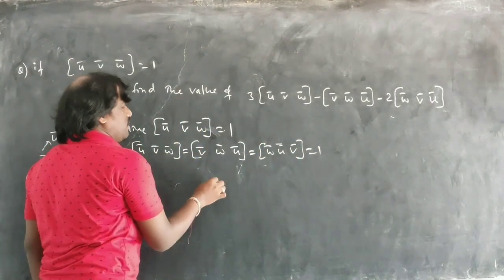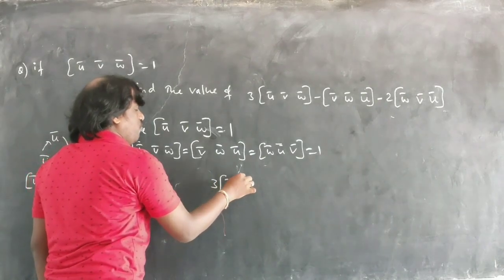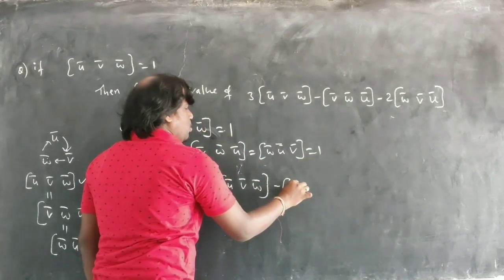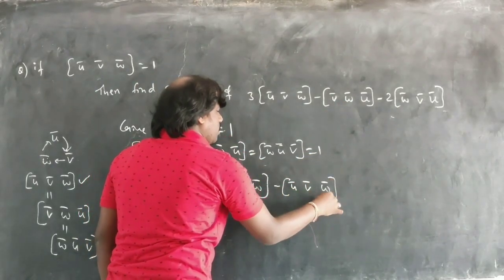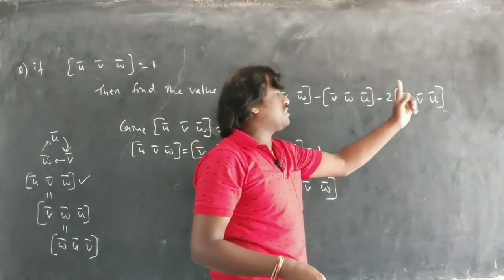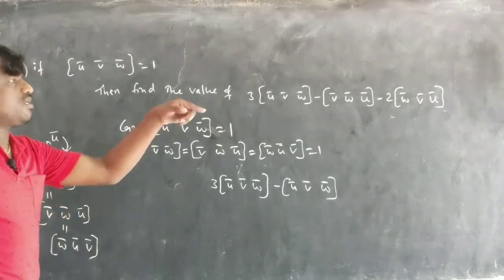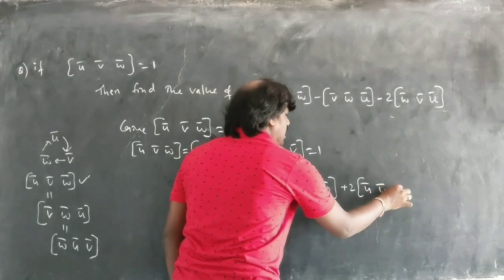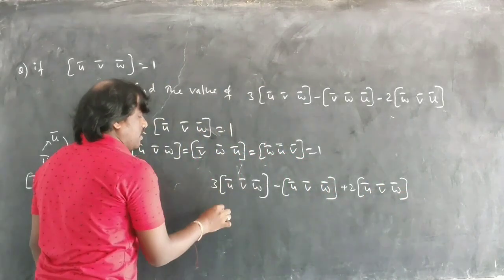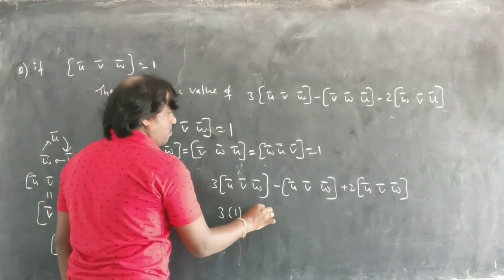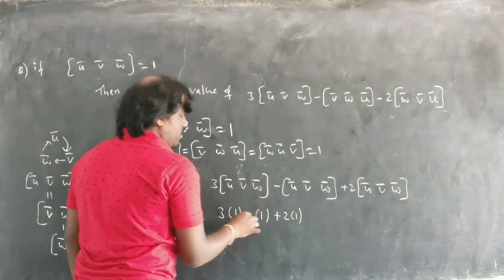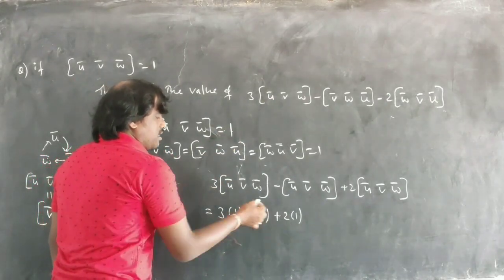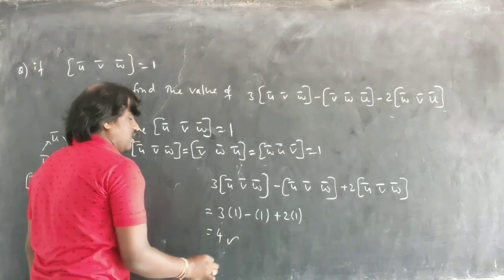So what I can write here is 3 into UVW minus, and this can be written as UVW, right? And this can be written with a minus sign because it is not matching with any of these, so it will be a minus sign. So minus into minus, plus 2 times UVW. Now this value is 1: 3 into 1 minus 1 plus 2 into 1. It means these values are given as 1, so we have substituted 1. So 3 plus 2 is 5, 5 minus 1 is 4. This is the way to do the problem.